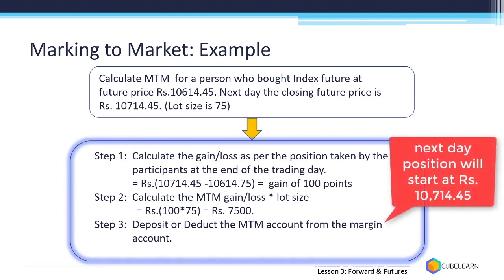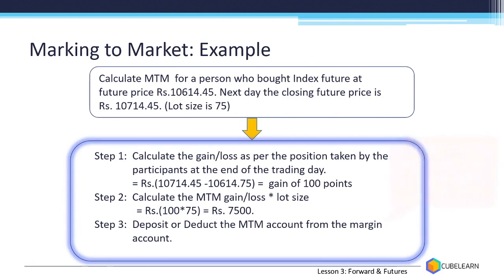Next day position will start from 10,714 rupees and 45 paisa. Next day MTM will be calculated on the basis of today's closing price. That is, today's closing figure becomes tomorrow's opening figure.